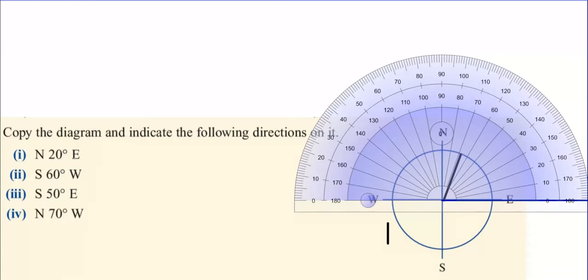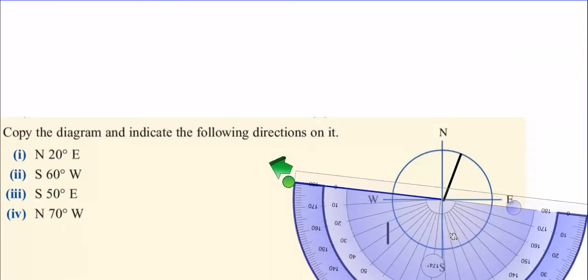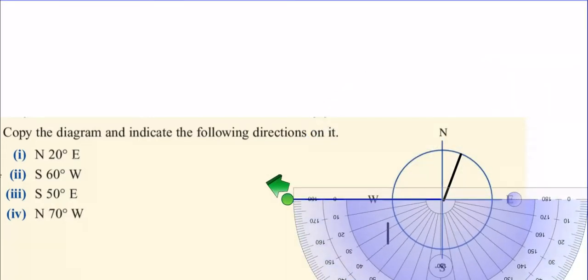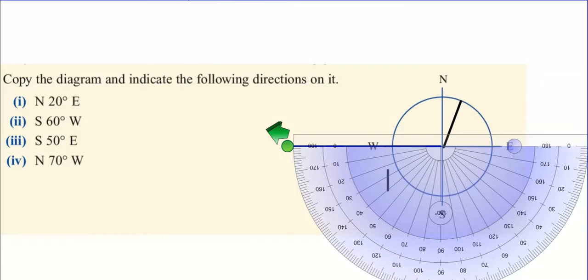Next thing you're going to do is south 60 degrees west. So you go south, like so, and you grab a line, and you go 60 degrees west. So you start off with south, and then you go up 60 degrees, so you're at 90, you see 90 there, and you should end up around 30. So that's south 60 degrees west.